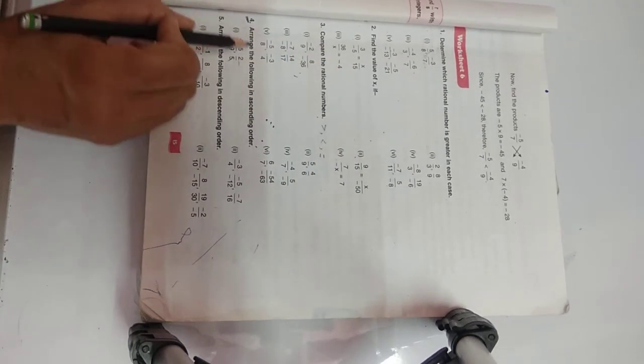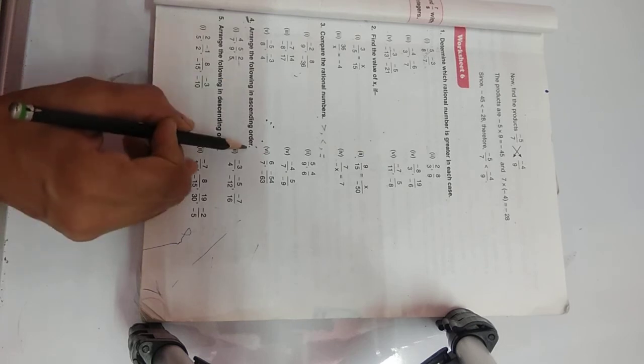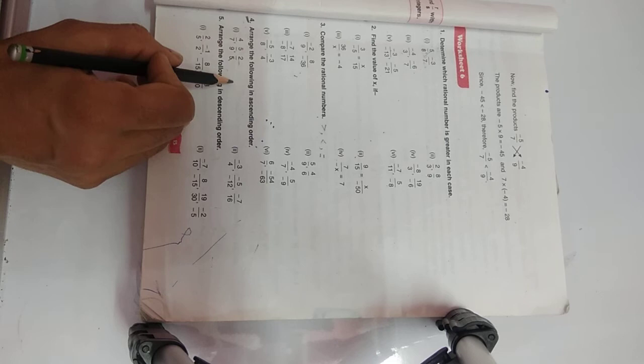Today we will do worksheet 6 question number 4. Arrange the following in ascending order. We are given rational numbers and we have to arrange these rationals in ascending order, meaning छोटे से बड़ा. Okay, how to do this?